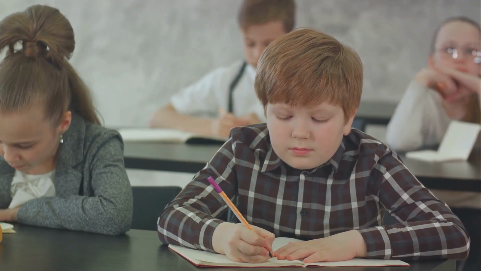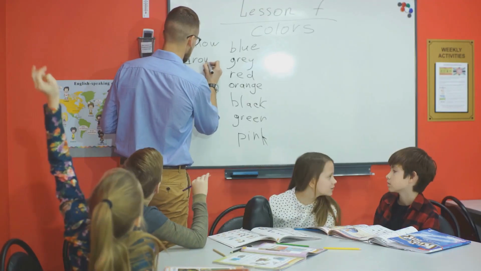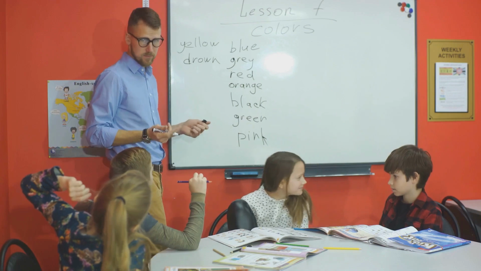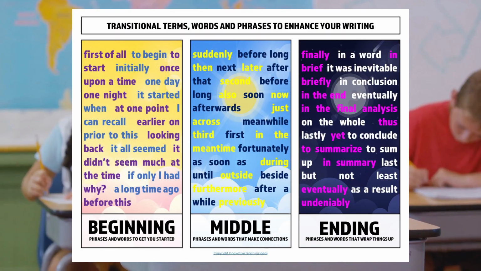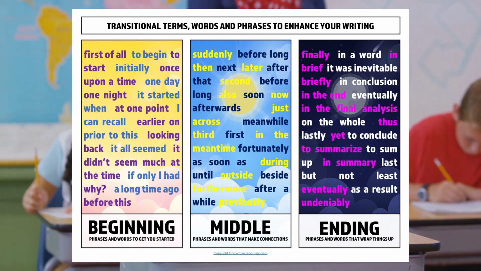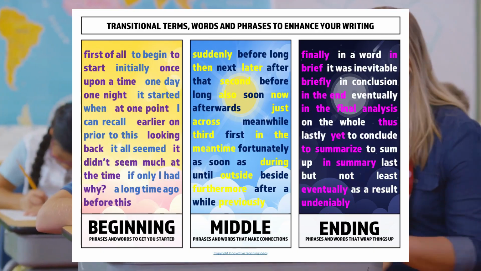Remember, recounts are always written in the past tense. Choose the first-person perspective for personal recounts and the third person for non-personal recounts. And to keep your readers engaged, use connective language and transitional phrases. With the right structure and features, your recount text can transport your readers back in time.